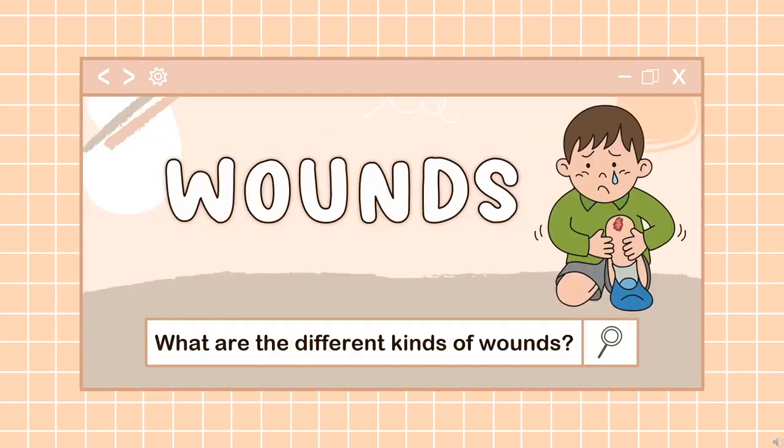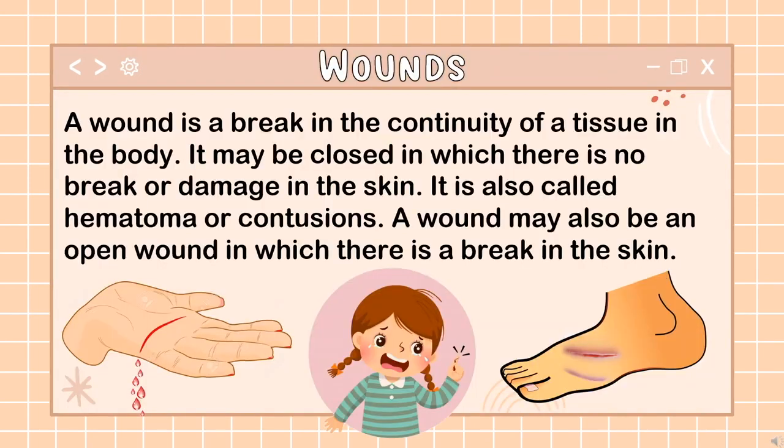Now let's go to the topic about wounds, its different kinds, and how to treat them. A wound is a break in the continuity of a tissue in the body. It may be closed, in which there is no break or damage in the skin. It is also called hematoma or contusions. A wound may also be open wound, in which there is a break in the skin.